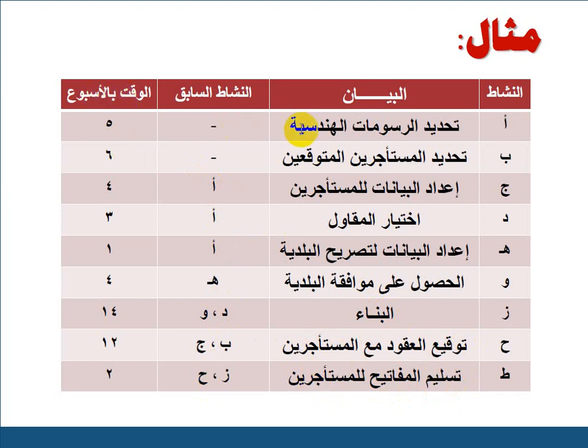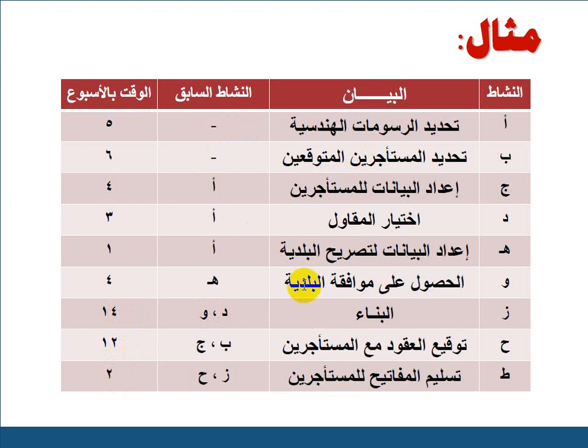الوقت بالأسبوع، الوقت للنشاط ألف هو 5. The duration of the A activity is 5, as well as the duration for B activity is 6. Duration for G activity is 4 days. D activity 3 days. Ha activity 1 day. Wow activity 4 days. Zai activity 14 days. And the Ha activity is 12 days, as well as lastly Ta activity is 2 days.